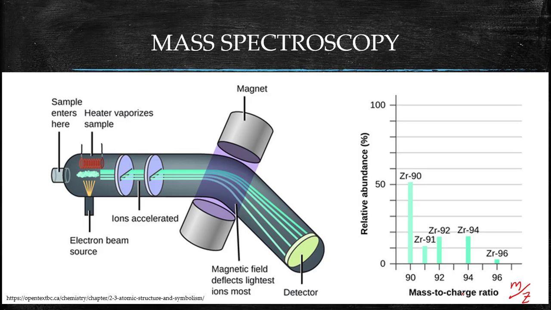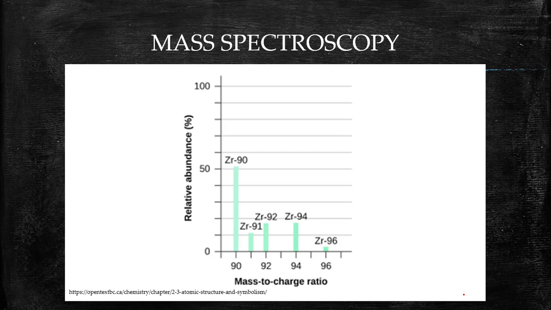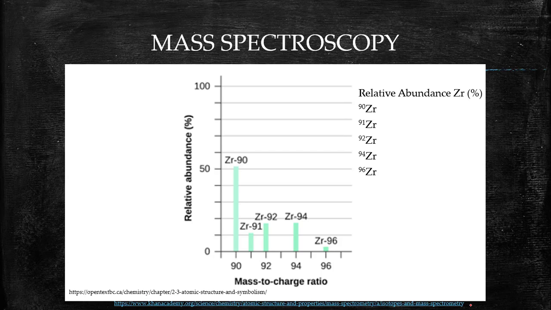So let's take a look at that bar graph. And what we see on this bar graph, which happens to be of zirconium, is there are 5 peaks. So we know there are 5 naturally occurring isotopes of zirconium with mass numbers of 90, 91, 92, 94, and 96. So we write that down. We can then look at the graph and read off the relative abundance.